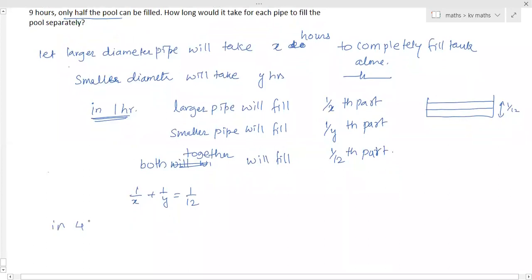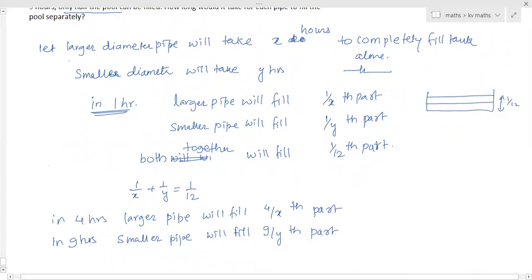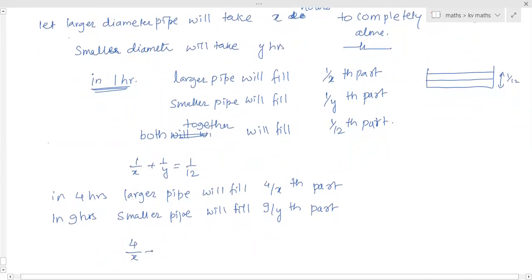So in 4 hours, the larger pipe will fill 4 by x part. And in 9 hours, the smaller pipe will fill how much part? 9 by y part. And together, they are doing 1 by 2. This is the second equation.